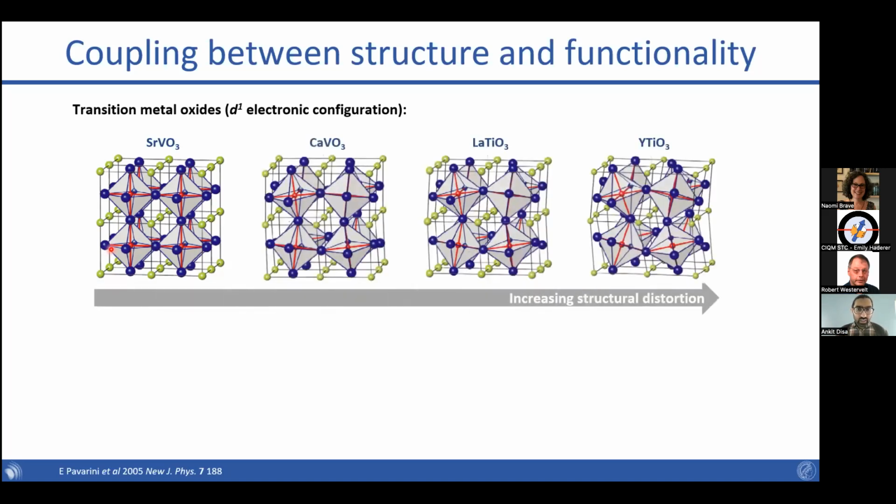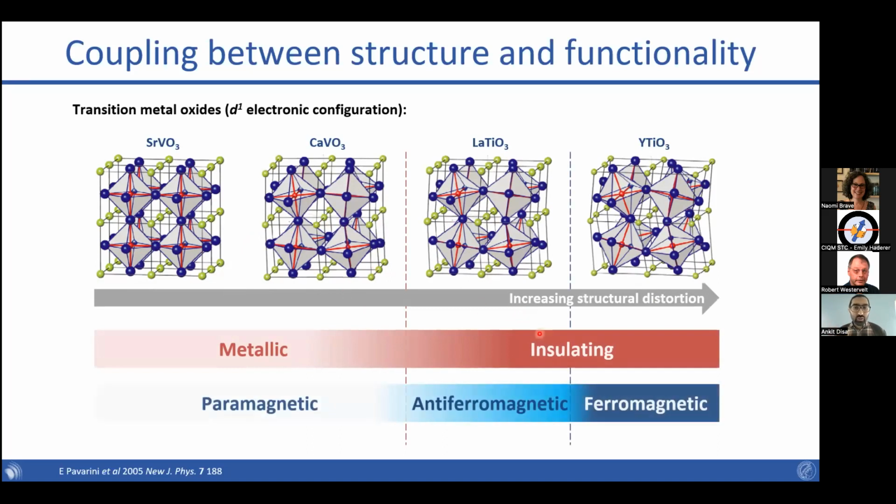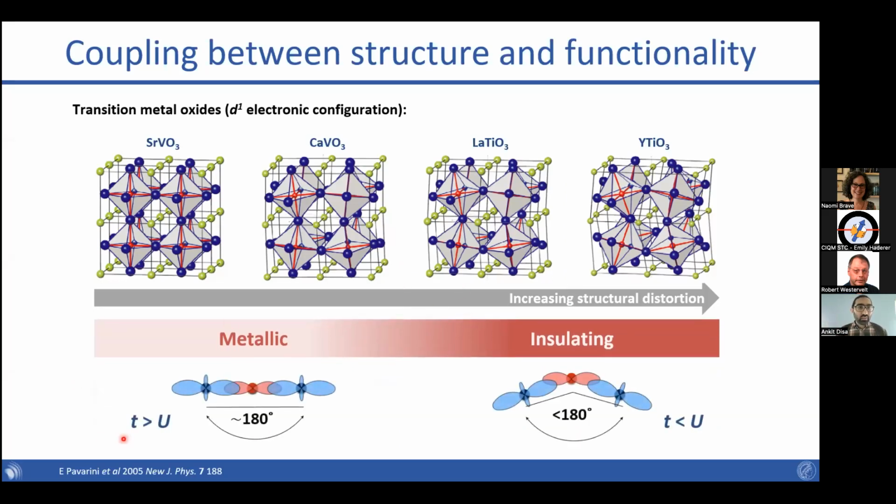Right? Now, if you look at similar compounds, all with the same electronic configuration, but with slightly distorted crystal structures from one another, you find something quite dramatic. So nominally, you would expect that all of these should have similar properties, but you will find that some of these are metals and some are insulators. And you'll also find that some are paramagnets, some are antiferromagnets, and some are ferromagnets. And these phase transitions all occur due to relatively small changes in bond angles that essentially dictate the ratio between kinetic energy and Coulomb repulsion.